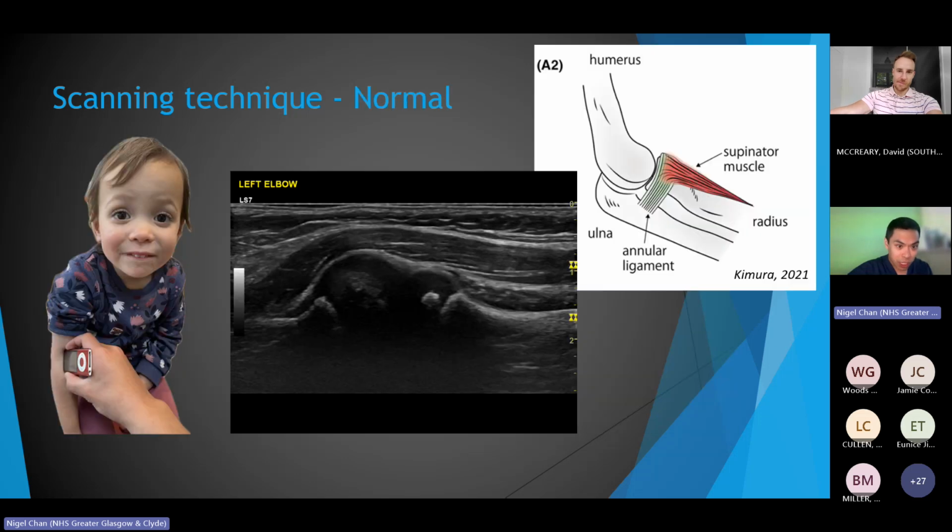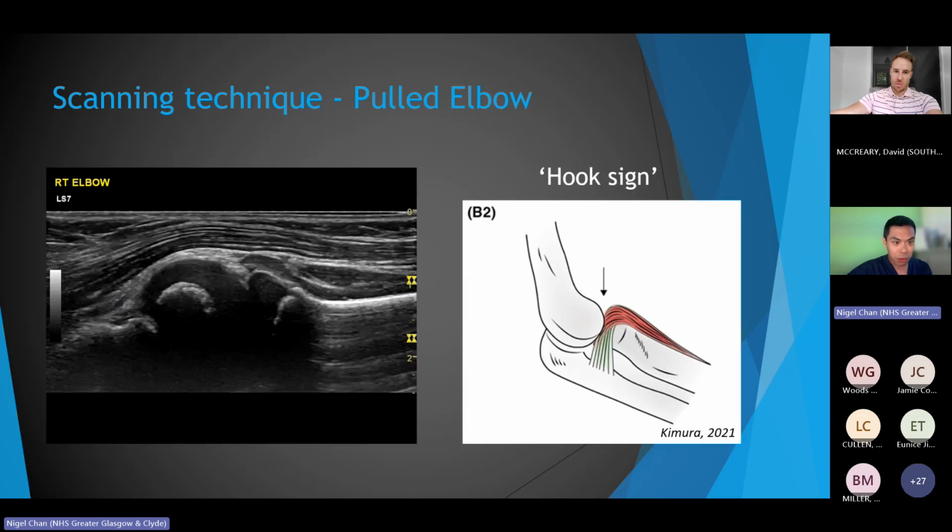If I go back, you see this muscle belly here is nice and tapered, goes to a nice point. Whereas when it's abnormal, it's all blunted and stretched, and the synovium gets pulled into the joint space. That's what it looks like. It's called a hook sign. It's got lots of different names, like J sign, but I call it a hook sign, and that's what you're looking for. It's really as straightforward as that. So this was actually the patient I was telling you about. He had a pulled elbow.